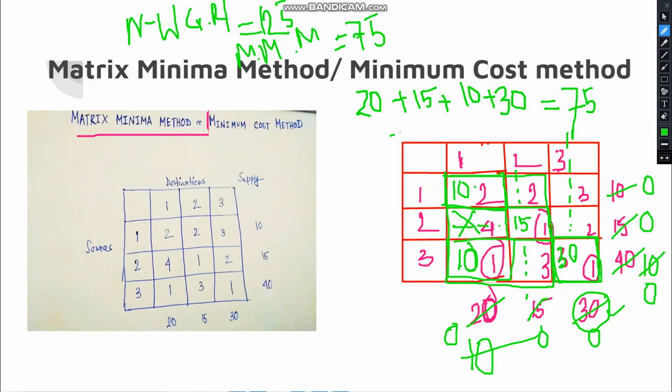So which one is left? Which method are you going to apply? Obviously this matrix minima, but you don't know whether this is the feasible, this is the optimum solution or not. Until and unless you know that this is the optimum solution, you cannot say this is the minimum cost. So we'll be dealing with the same problem again, but we'll be solving using the VAM method. Okay, so we'll be dealing with the VAM method next.